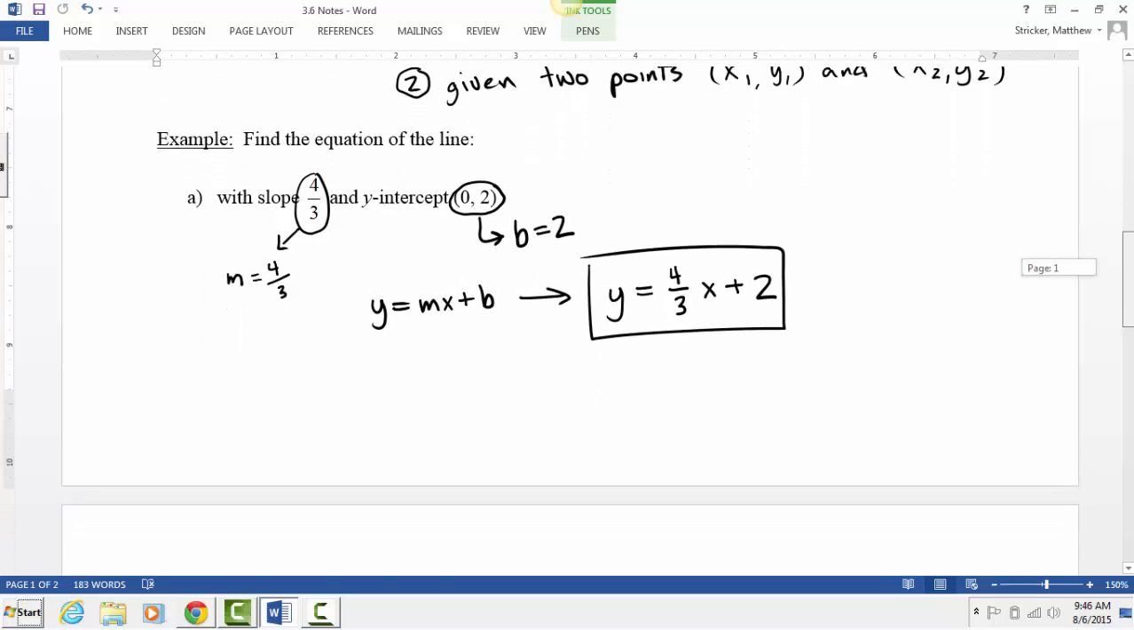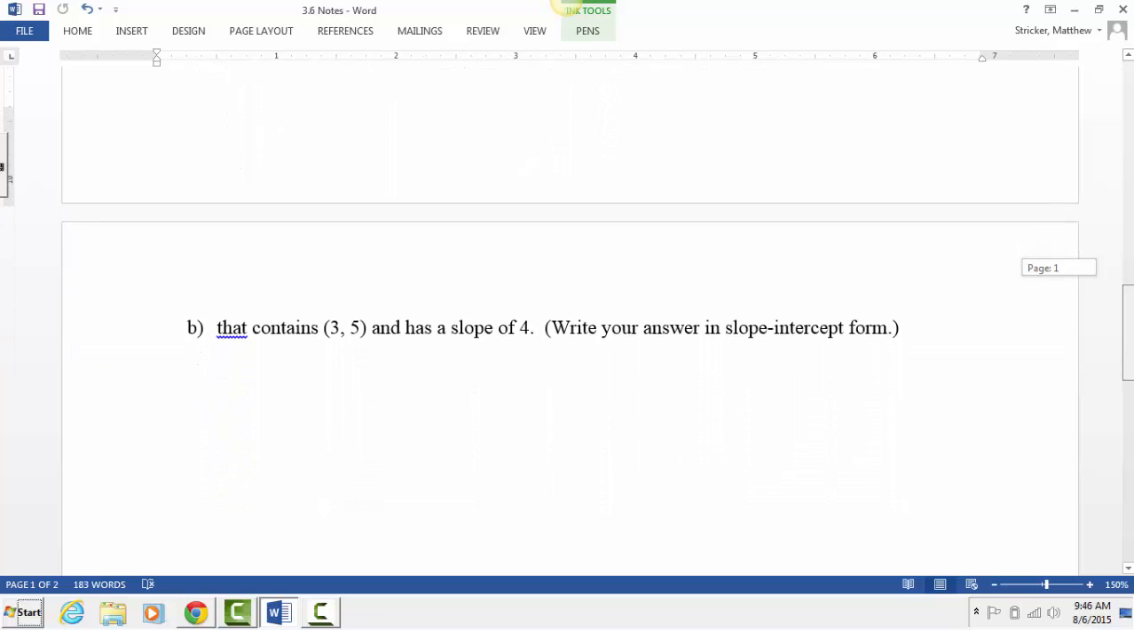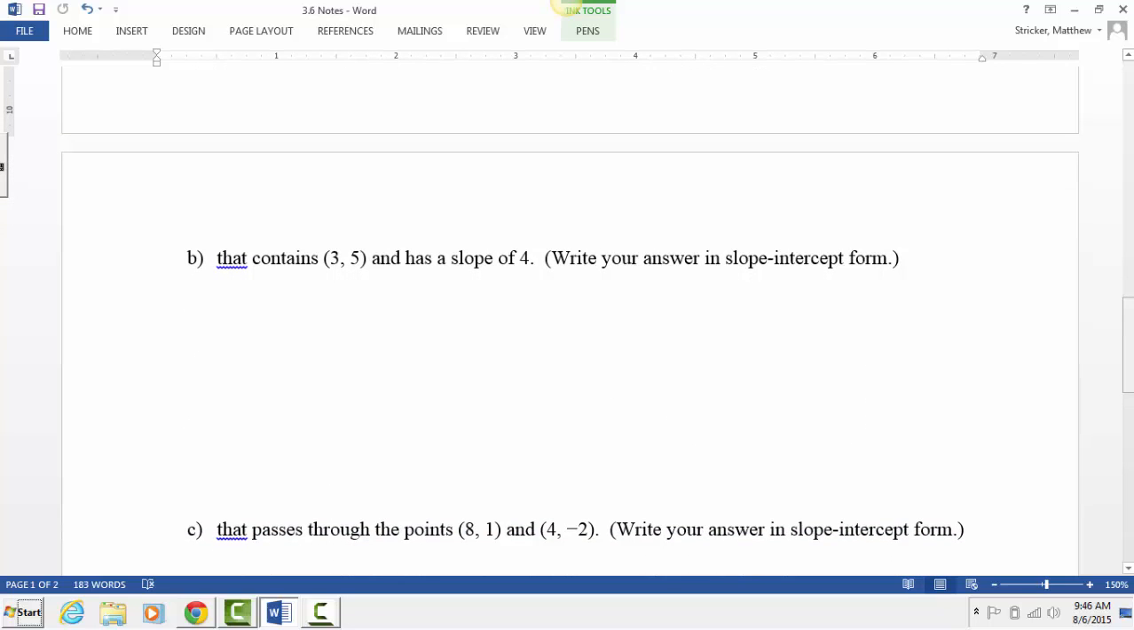We know we have y equals mx plus b. If I plug in that information, we get the linear equation y equals 4/3 x plus b, but b is 2. And that's review. We've done that before. But we also have some other newer examples. For example, find the equation of a line that contains the point 3, 5 and a slope of 4. And then it says in parentheses here, write your answer in slope-intercept form.